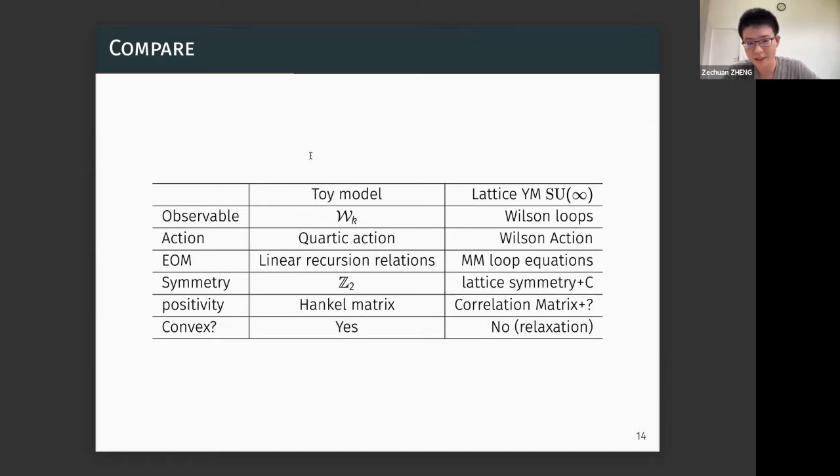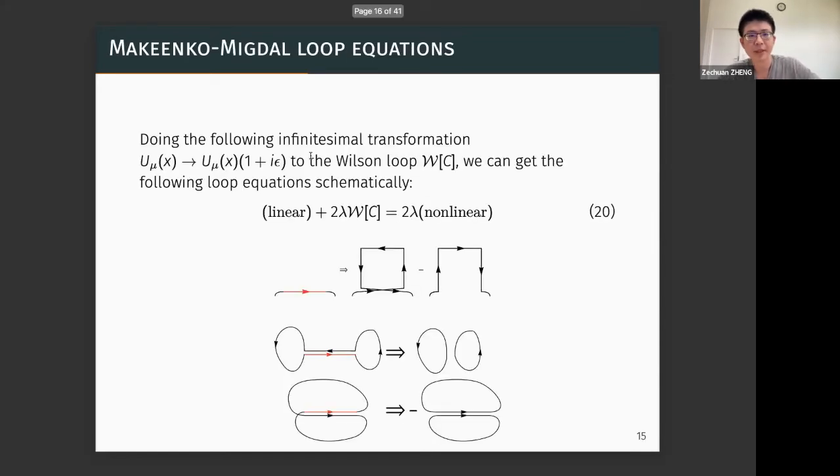And for the convexity, for the toy model, it is a perfect convex optimization problem. But we will see that due to the large N factorization, the loop equations are not linear. So this is actually not a convex problem. We need to do some convex relaxation to make it a perfect SDP. Okay, let's begin. First, we begin with the Makeenko-Migdal loop equation.